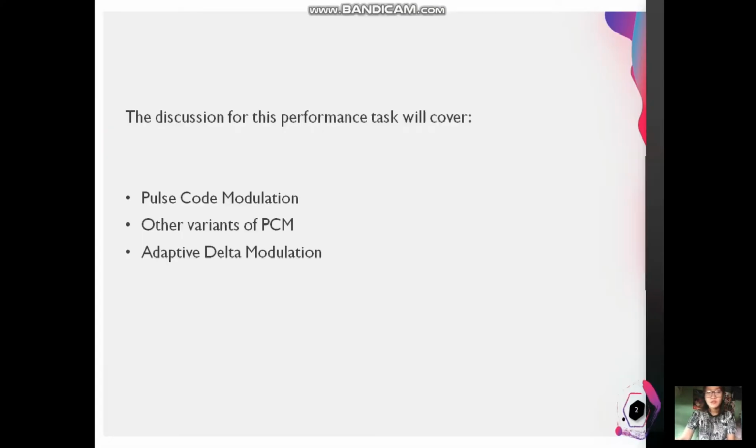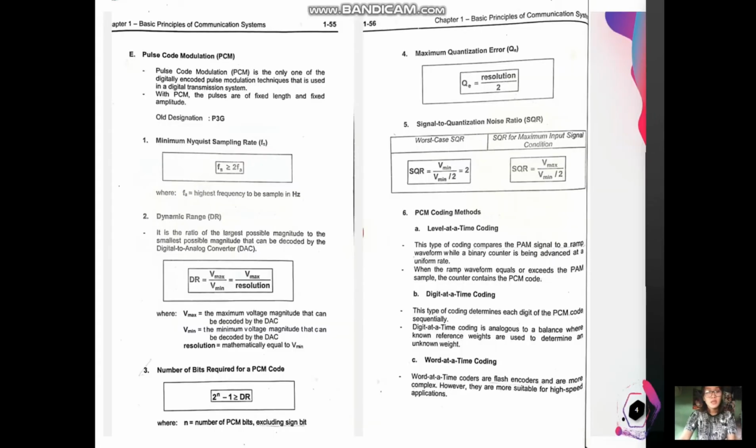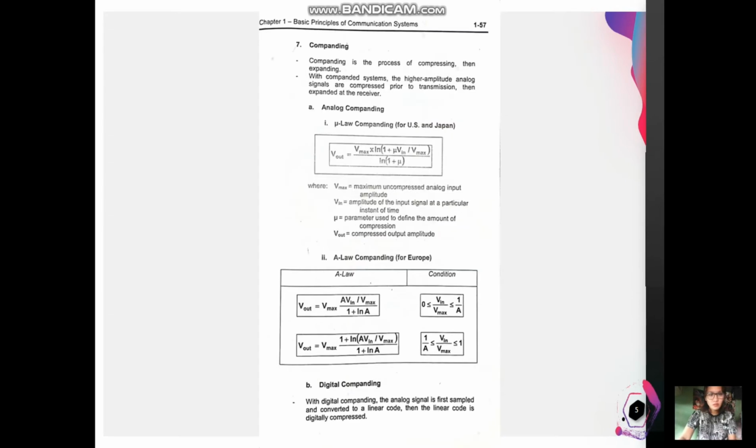The discussion for this performance task will cover pulse code modulation, other variants of PCM, and adaptive delta modulation. Now, what is pulse code modulation? It is the only one of the digitally encoded pulse modulation techniques that is used in digital transmission systems. I have additional information about PCM here, so you can look it up by yourself.